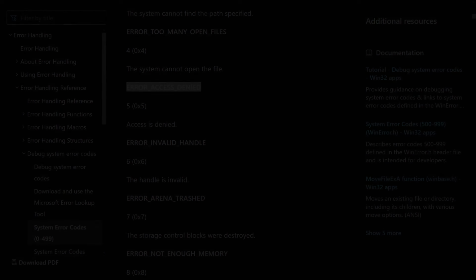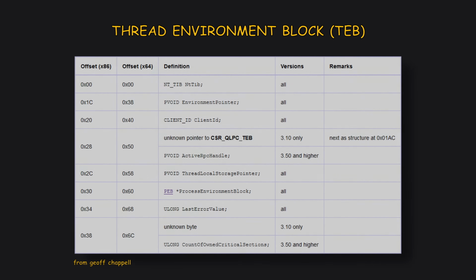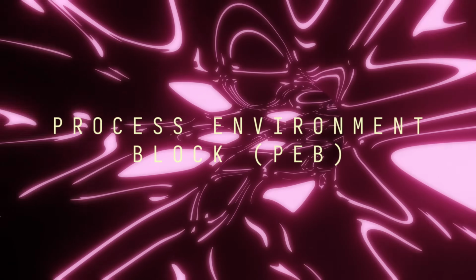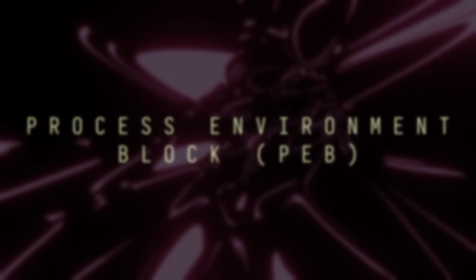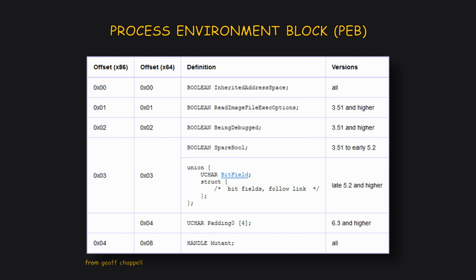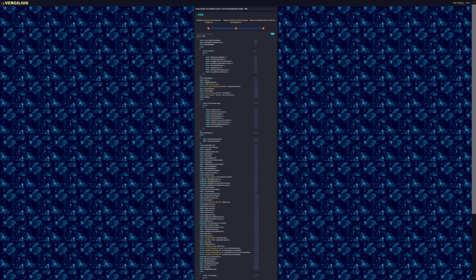Amazing stuff. Another important member that we can see within the TEB structure is the PEB structure. And this is a very, very infamous and shiny structure for malware developers and analysts alike. You'll see this reference a lot as you progress on your journey. The process environment block is a structure very similar to the TEB. It gives you a user mode representation of the current process. It has a lot of members, and it can let you figure out a lot of cool things.